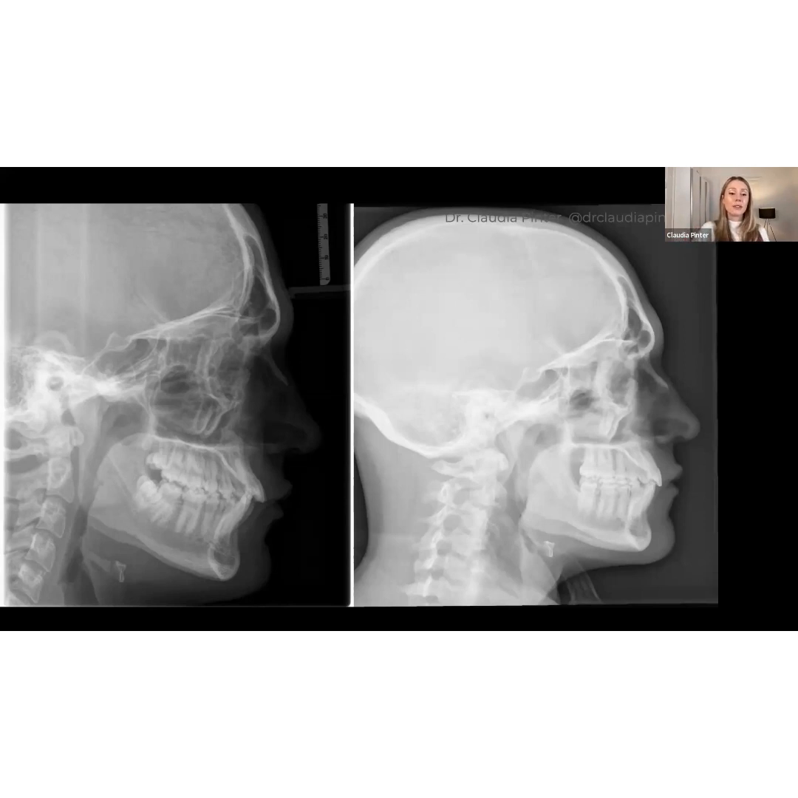When you look at the left ceph, it looks like the airway is very constricted. However, it's difficult to judge that on a ceph. But when we look at the cephalometric X-ray afterwards, it looks a lot bigger. So whenever the patient presents with those signs, like the tongue is between the teeth, the head is a little bit tilted backwards, that could be because they want to increase the airway. They want to move the jaw forward to increase the airway. This is when I would do an initial screening.